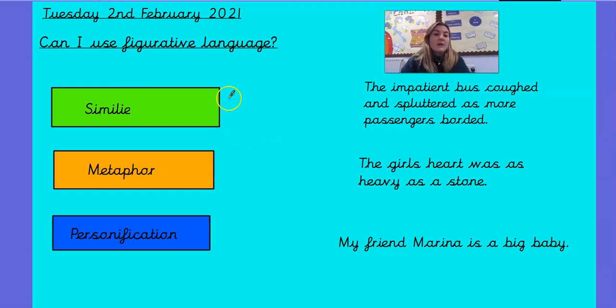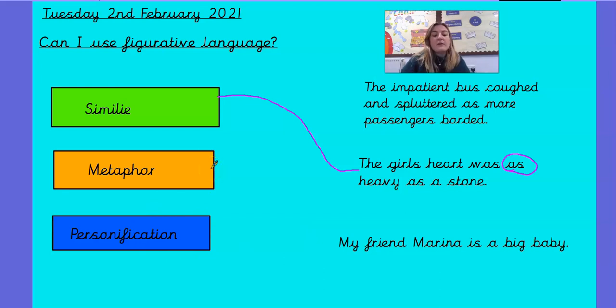So the simile I'm going to say is the girl's heart was as heavy as a stone, because we have got "as" to compare it. So the girl's heart was as heavy as a stone. So it's not a metaphor because it's not saying that her heart is a stone, but it's comparing the fact that her heart is as heavy as a stone. And it might be because she's really sad or something like that. That might be what the writer is trying to convey.